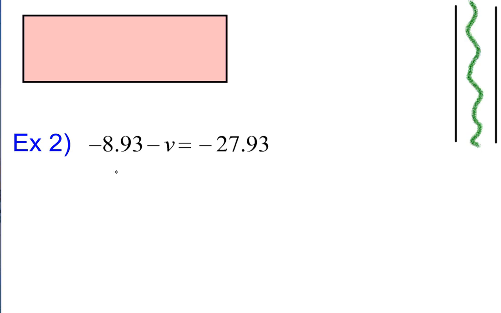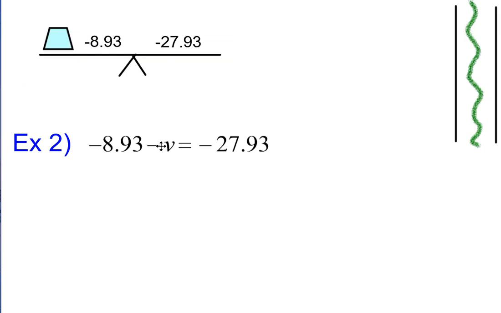Here I have negative 8 93/100 minus the variable v equals negative 27 93/100. So this is kind of what it looks like if I was to picture it. We see that our variable is upside down. Well, it's upside down because it's a negative. So we want to make sure that we understand that it is not a positive variable, it's a negative variable. It's the opposite of the variable we want, because we know that a negative sign means the opposite of something. So we've got to keep that in mind, and that's going to travel with it. It's got to stay with the variable.